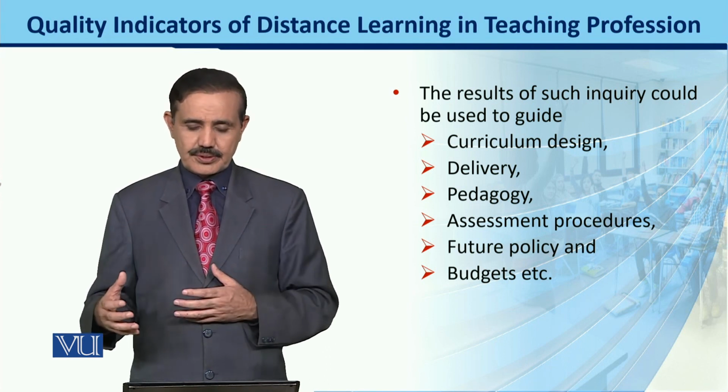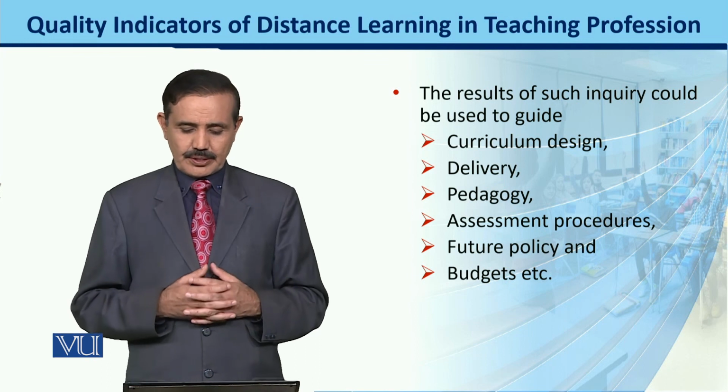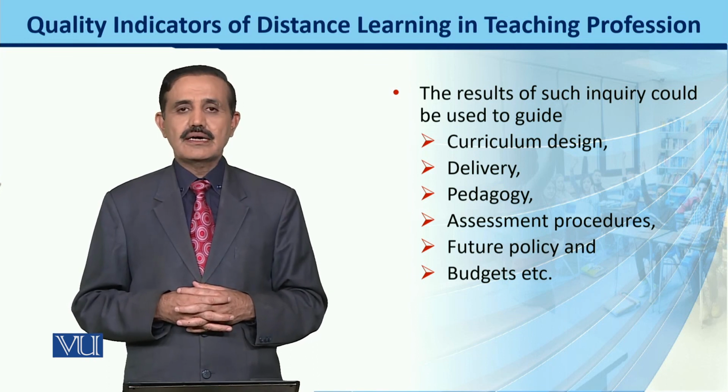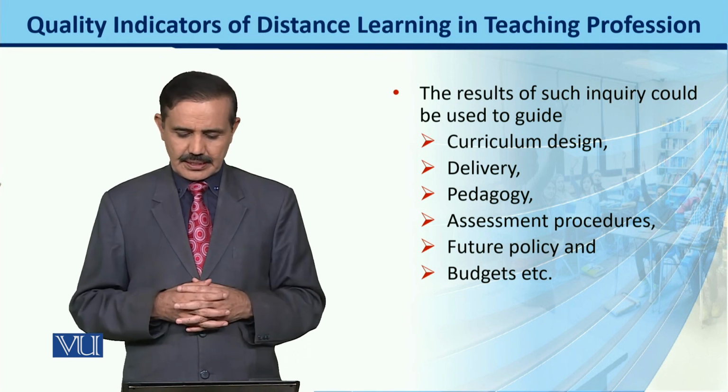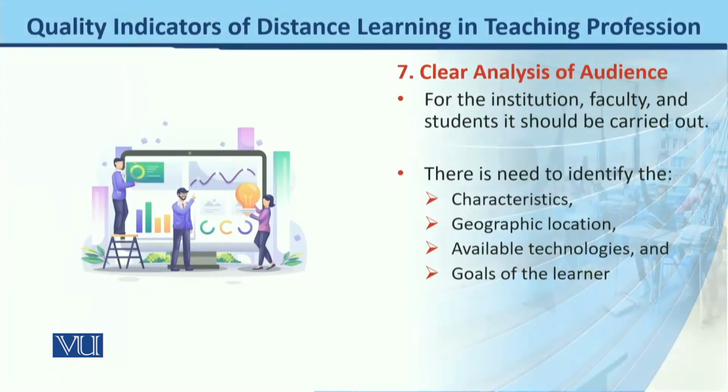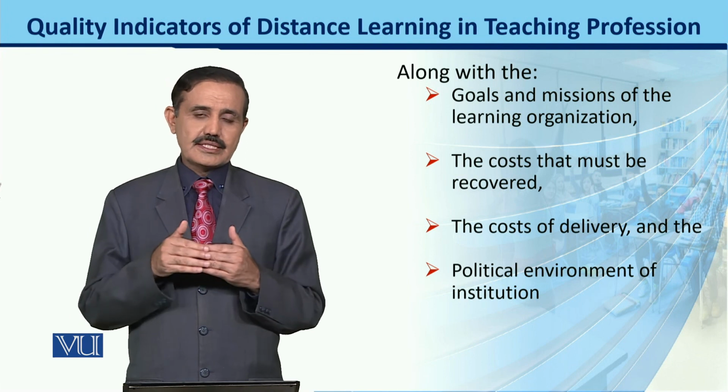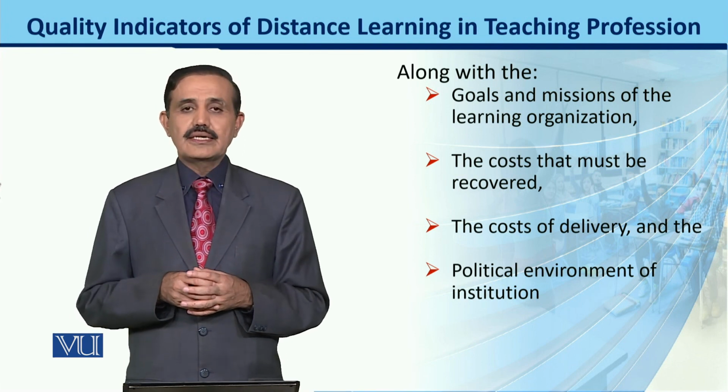Delivery system should be unique or very practicable. Pedagogy, assessment procedures, future policy of your course of action, what kind of budget is required, and a clear analysis of the audience. This is important. You have to clearly analyze what kind of characteristics the students you have in Lahore, and the students of distance learning in Karachi, and students in Gilgit and in Muzaffarabad, etc. And the geographical location where your students are, and what kind of technologies are available, and what are the goals of the learners.